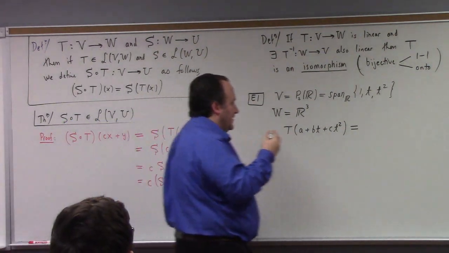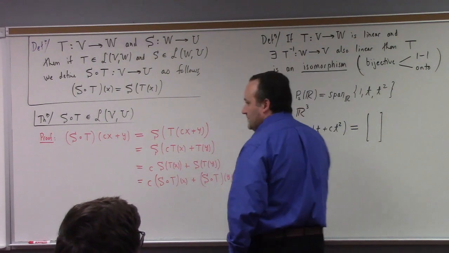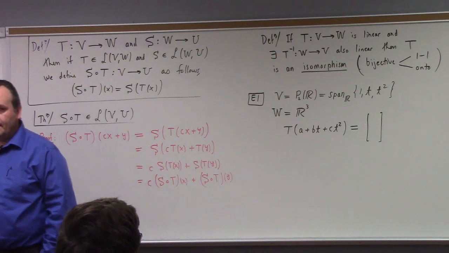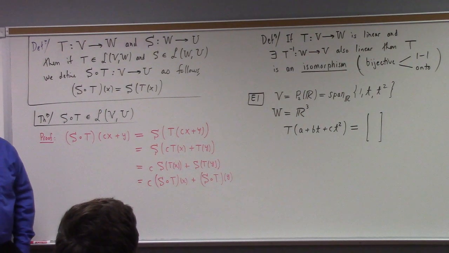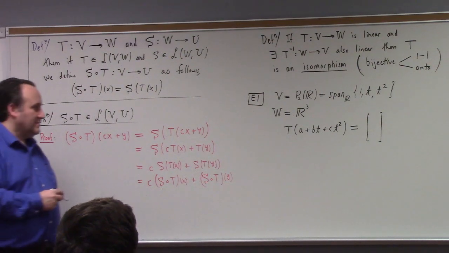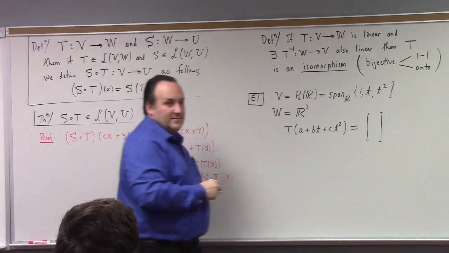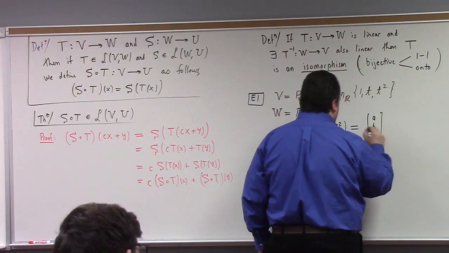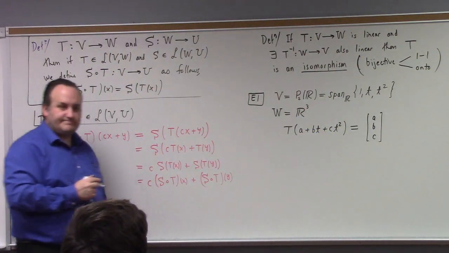Ooh, but I need something in R3. So I need a column vector. There's no t's over here, though. We're in R3, so we just need ABC. Yeah, ABC. There you go. What's the inverse to this map?